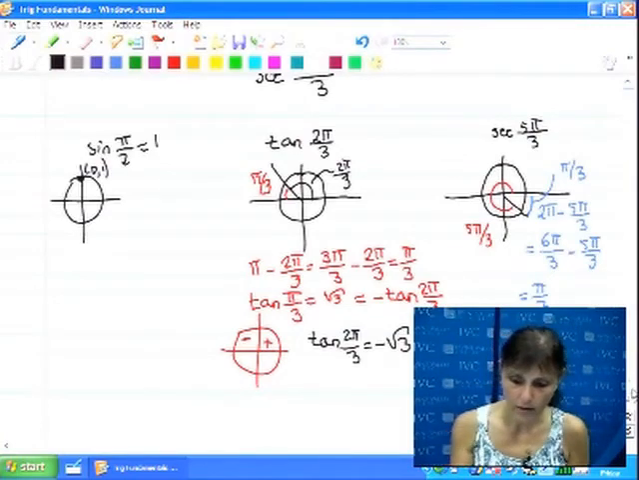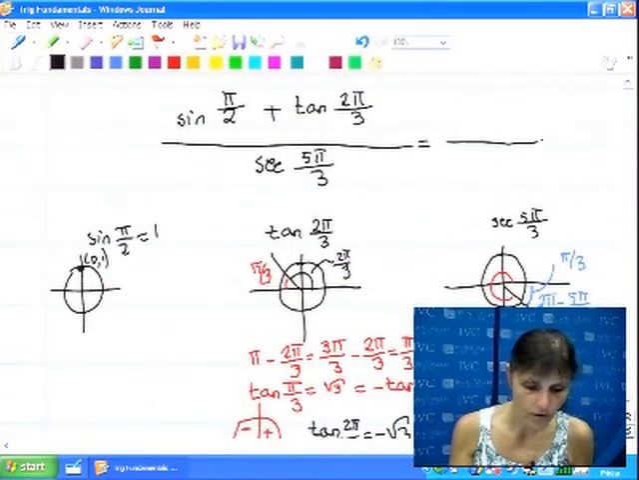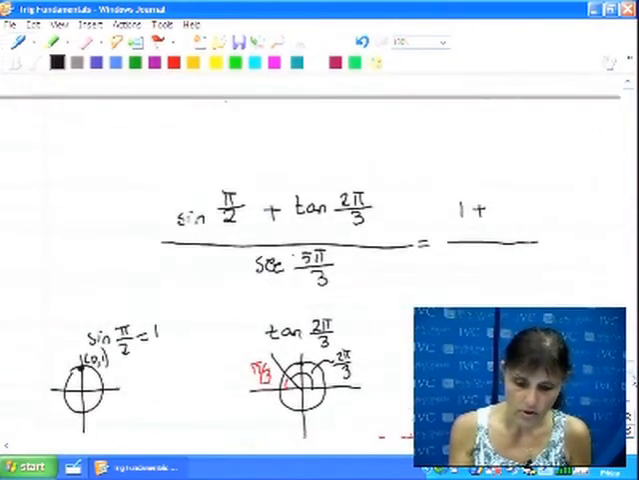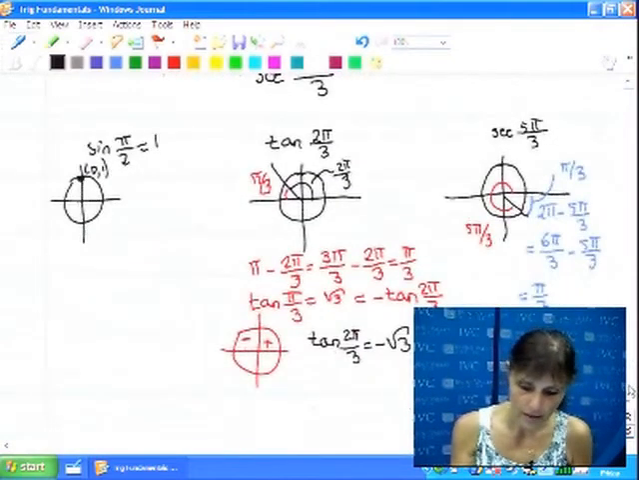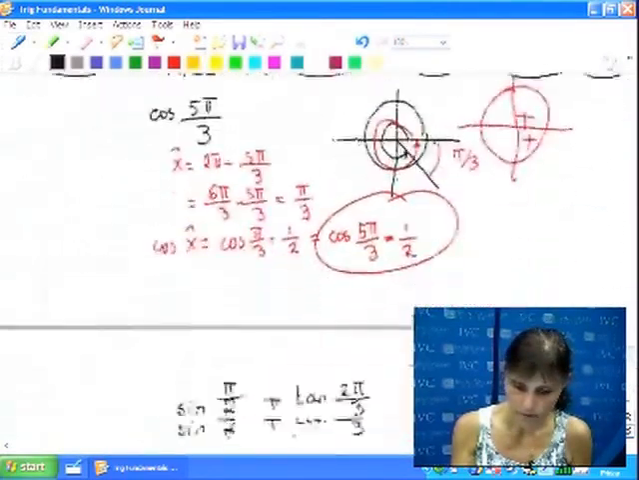Now put it all together. So I'm going to plug this in. Sine of pi over 2 is 1, plus tangent of 2 pi over 3, that is negative radical 3. Where am I?